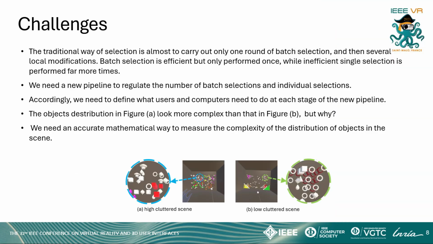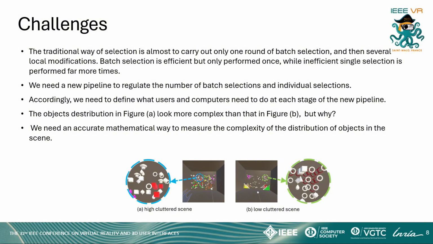The traditional way of selection is almost to carry out only one round of batch selection, and then several local modifications. Batch selection is efficient but only performed once, while inefficient single selection is performed far more times. We need a new pipeline to regulate the number of batch selections and individual selections. Accordingly, we need to define what users and computers need to do at each stage of the new pipeline.